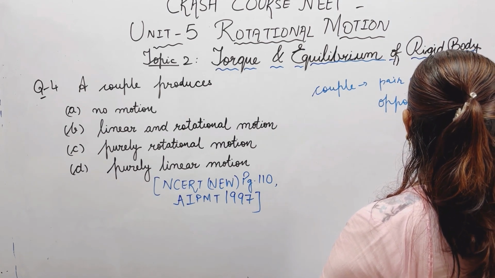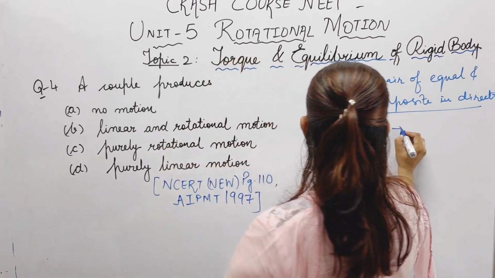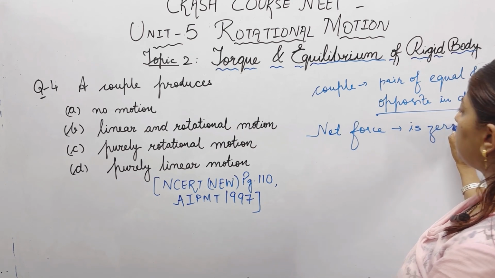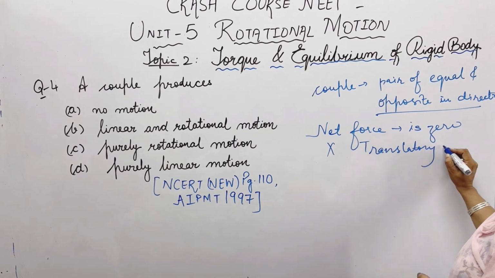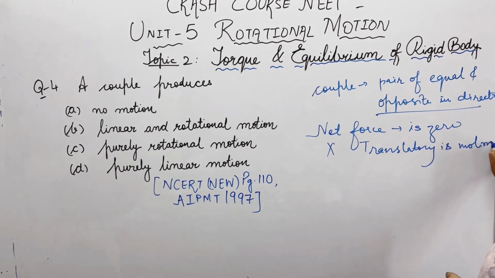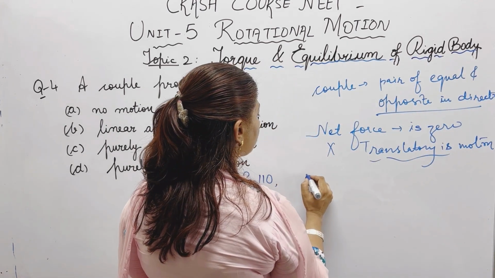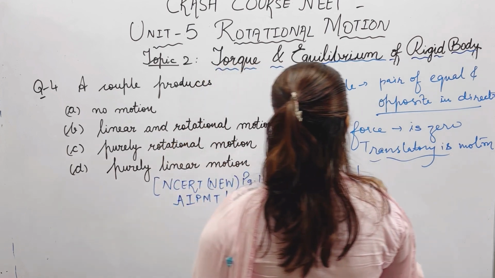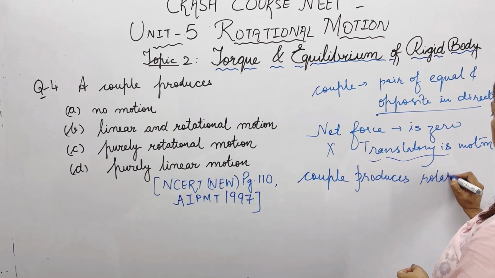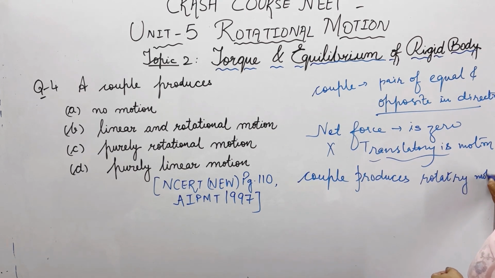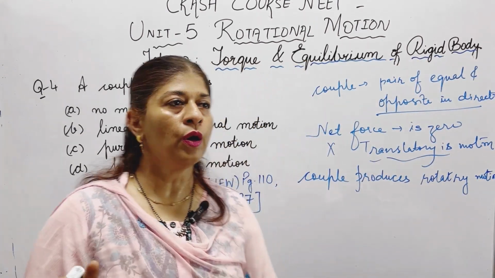So when this type of force is acting, the net force is 0. Since the net force is 0, there will not be any translatory motion. But this pair of equal and opposite forces, the couple, produces rotatory motion. It basically gives the turn. An equal and opposite pair of forces produces a rotatory motion.